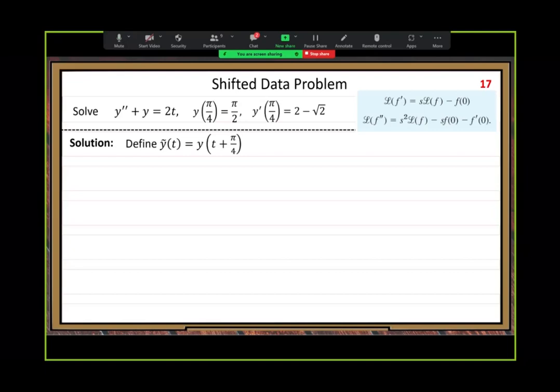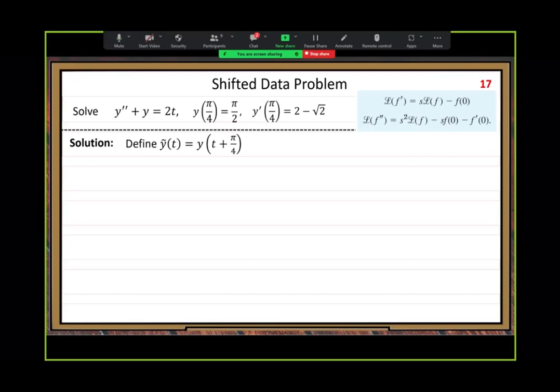Another thing is that these 2 initial conditions must be given at the same point. Otherwise, it's useless. You have to have 2 conditions given at the same point. Otherwise, it's not solvable. There is not enough information, and we cannot determine the solution.